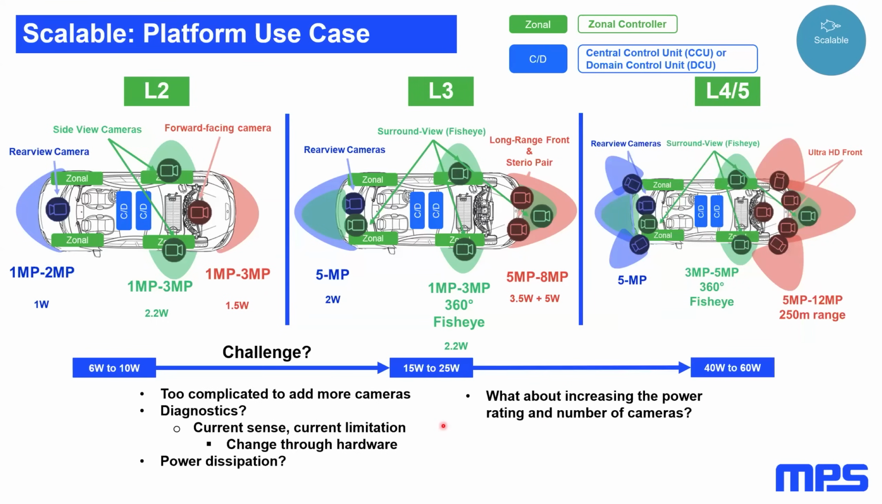Let's push the reflection a little bit more and look for the future L4, L5 ADAS system when we can reach a power in the range of 40 to 60 watts. This is because of the number of cameras and the accuracy needed for such a system. For example, you're going to need a 250-meter range, high definition and high resolution camera for the front, more cameras for the surrounding view, more cameras on the rear, just to cover all the blind spots and to serve a purpose, which is driving assistance and self-driving vehicles.